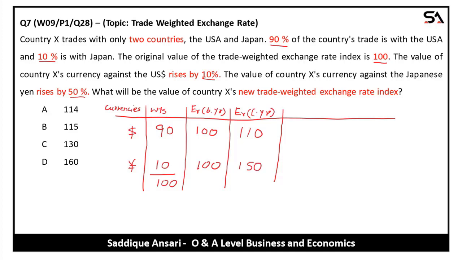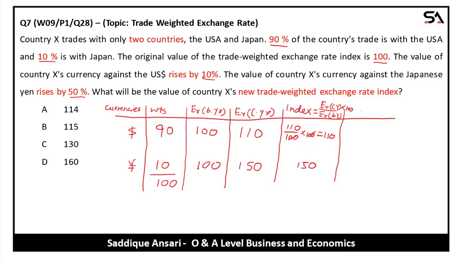Now we will calculate index. The formula to calculate index is exchange rate in current year divided by exchange rate in base year multiplied by 100. So if we calculate, for the current year, exchange rate 110 divided by 100 multiplied by 100. So 100 will be cancelled with this and the answer will be 110. Similarly, this answer will be 150.